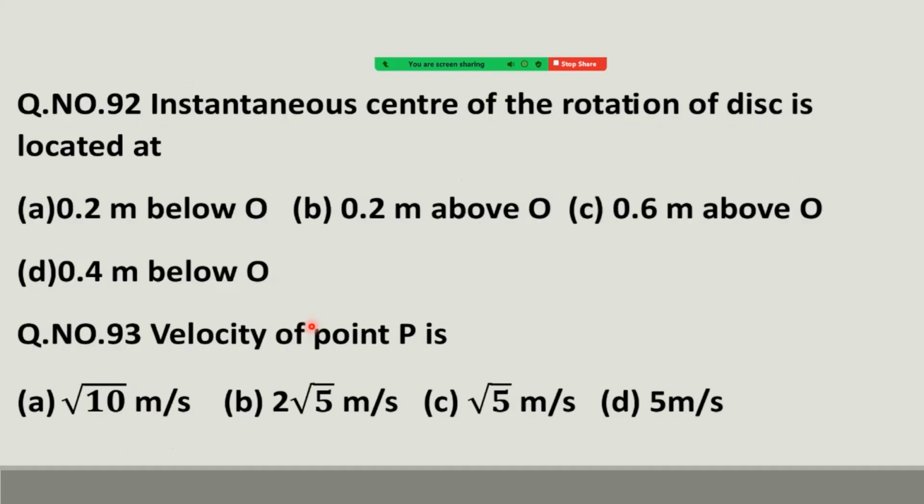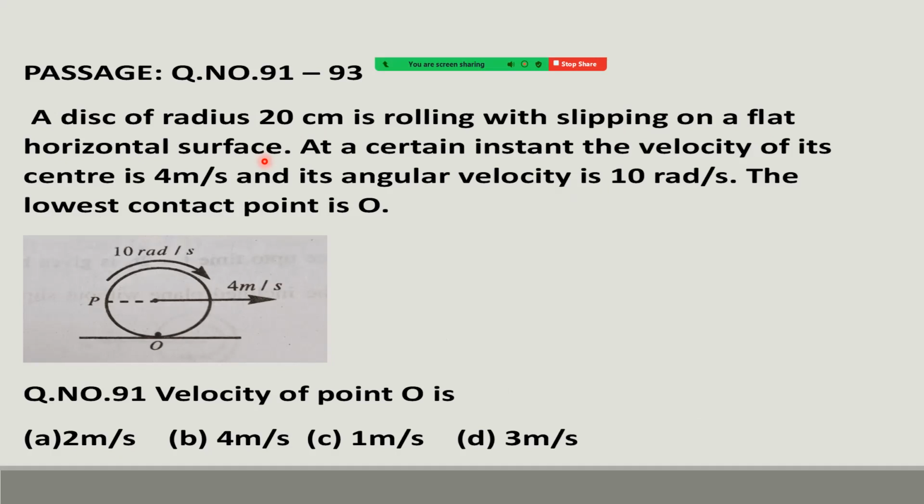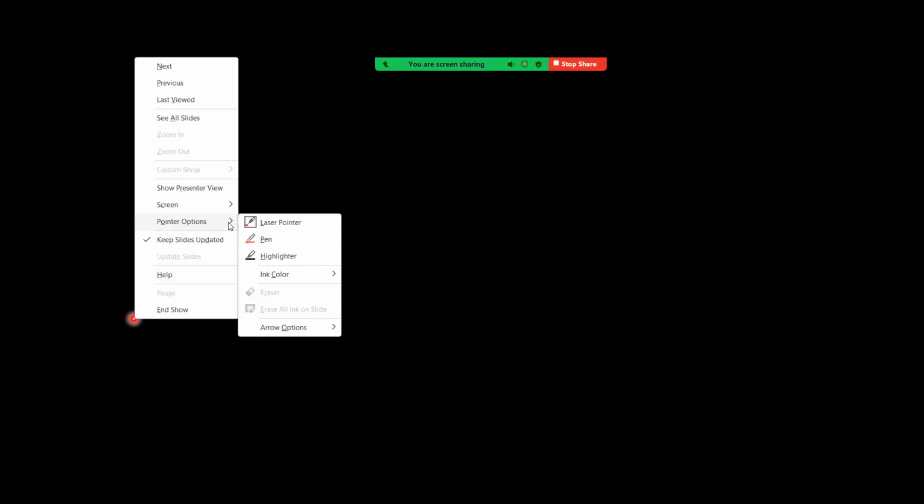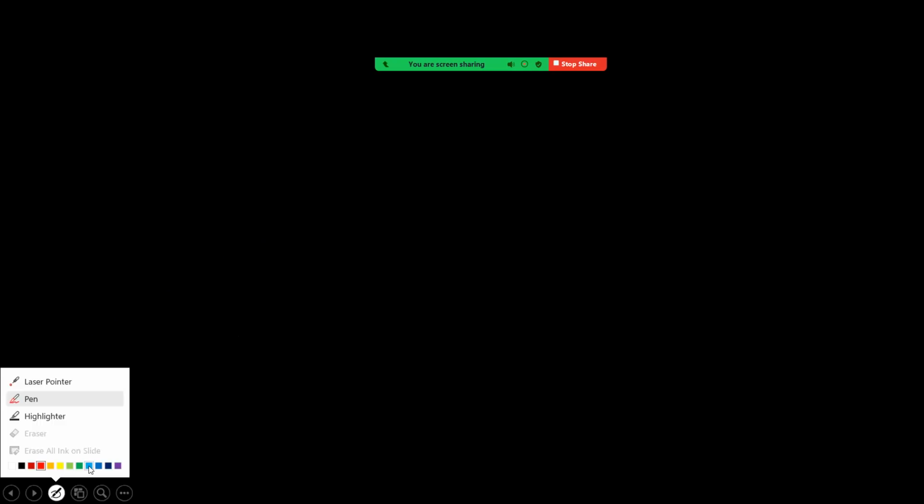See the next one. Instantaneous center of rotation of the disk is located at. So we have to find about which axis this disk is in pure rotation. Let us make a diagram. Right. See the diagram given.